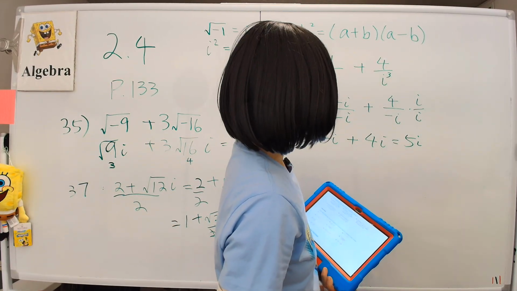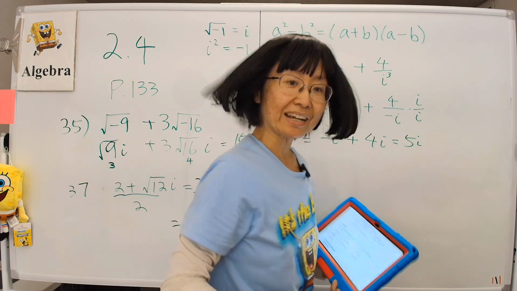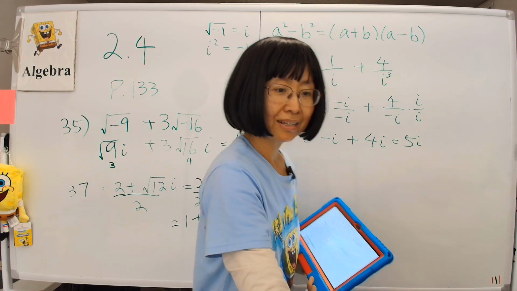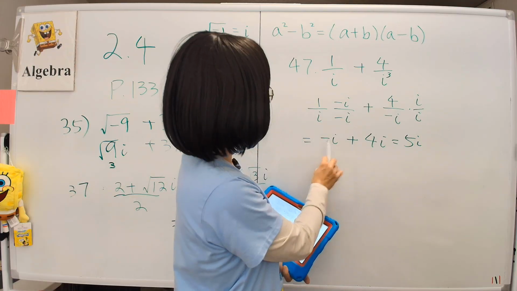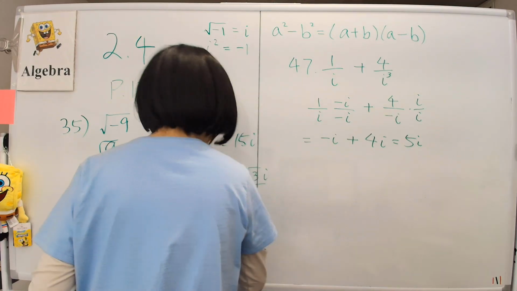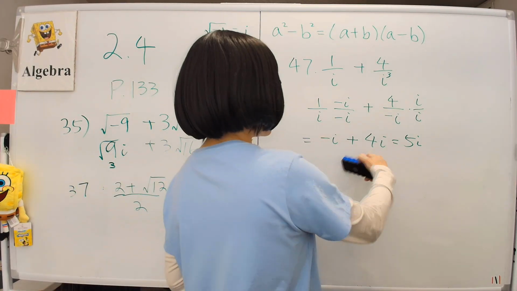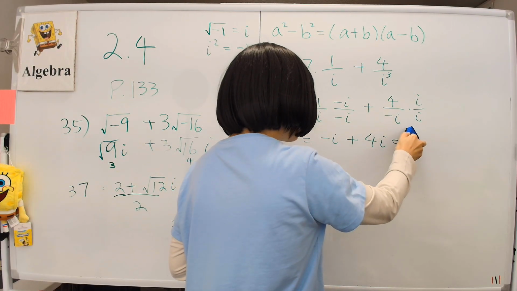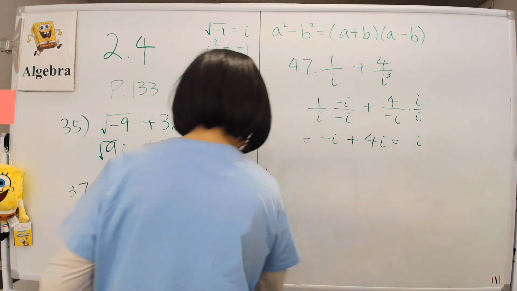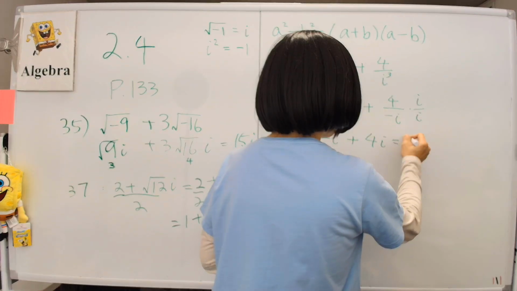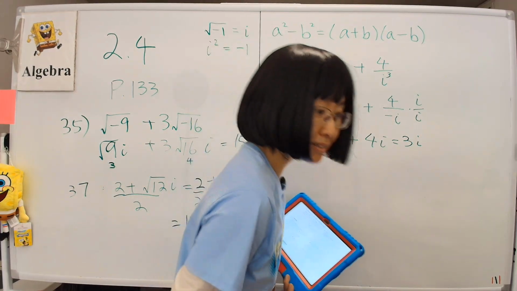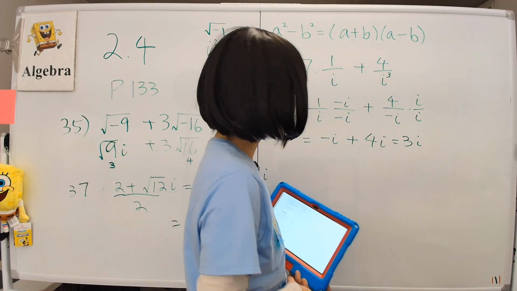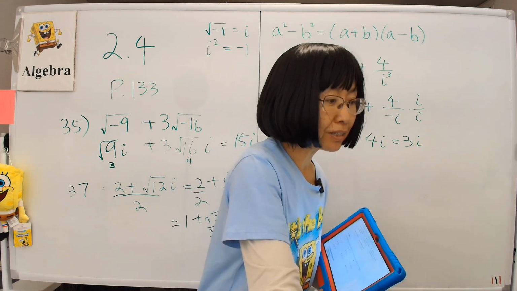Did I miss a sign here? Let me check. It's a negative i there. Why didn't I see that? It's not 5. Minus i plus 4i is 3i, right? I mean, everybody knows that. Anyway, let's change it to 3i, and let's see what the answer says. Yeah, the answer likes that much better. Okay, so that's problem 47.